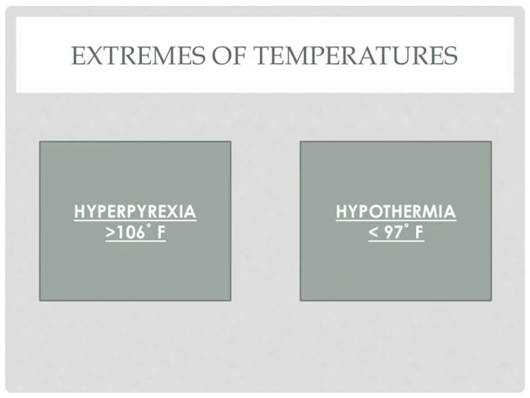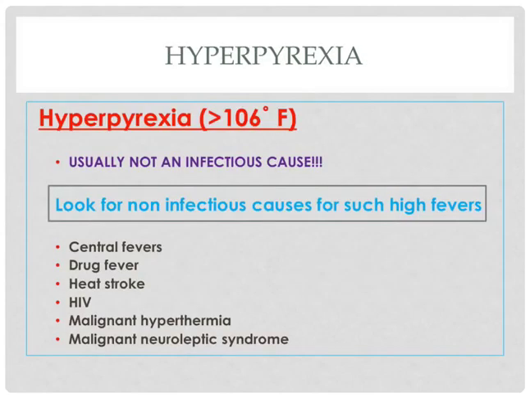The extremes of temperature: hyperpyrexia, which is greater than 106, and more often than not we have encountered these kinds of fevers. Hypothermia, less than 97. So keep those temperatures in mind. Hyperpyrexia is greater than 106 and hypothermia less than 97. So when you see such a high fever, keep in mind that it's not usually an infectious cause. Think of something else than infection. And I've heard attendings talk about that too during grounds, like greater than 106 typically is not an infectious cause for such a high fever.